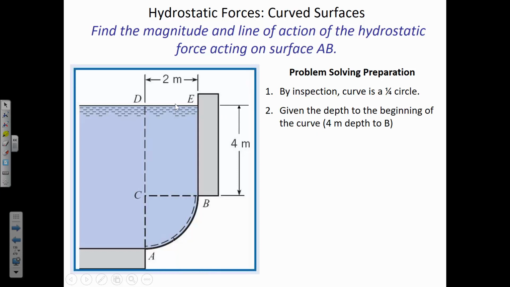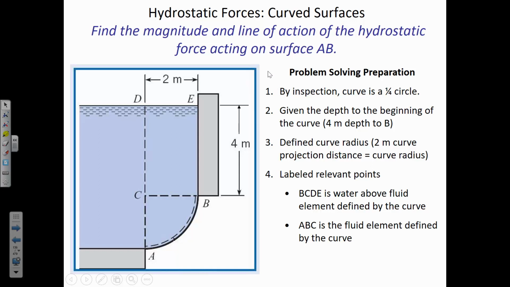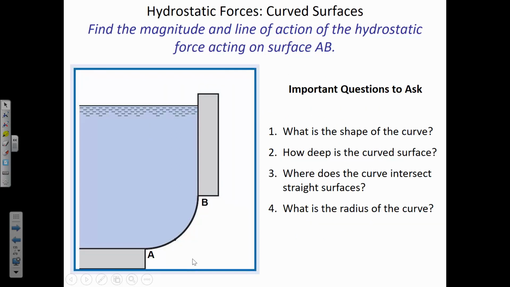All right, so now the depth to where the curve begins is important. The 4-meter dimension gets us from E to B. And then when we think about the projection of this curved surface is where we're going to find the depth to the centroid of the projection in just a moment. The radius of curvature, 2 meters, is what we're going to know to get down to the centroid of the projection.